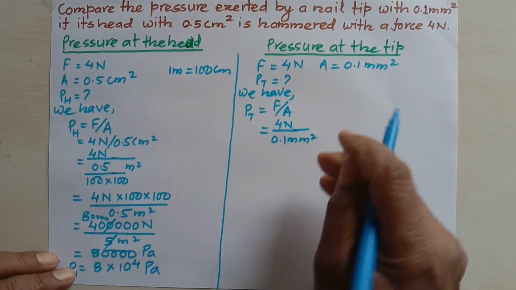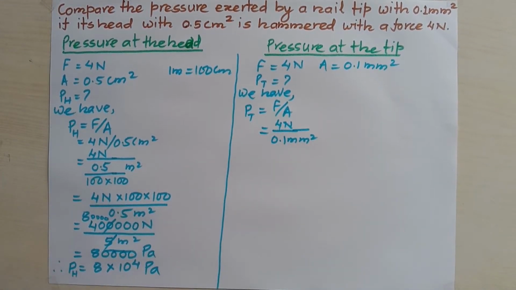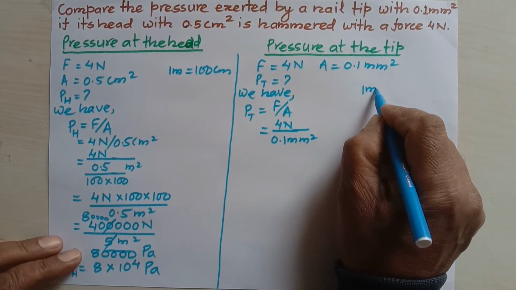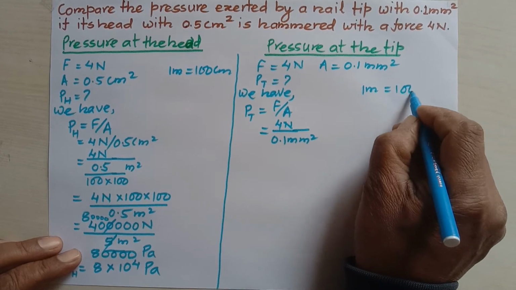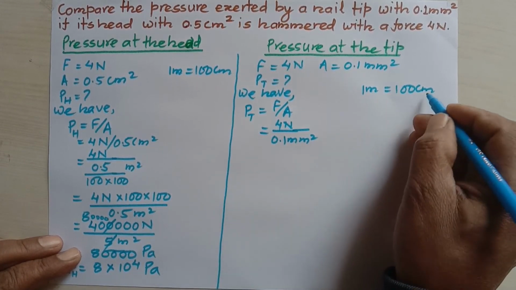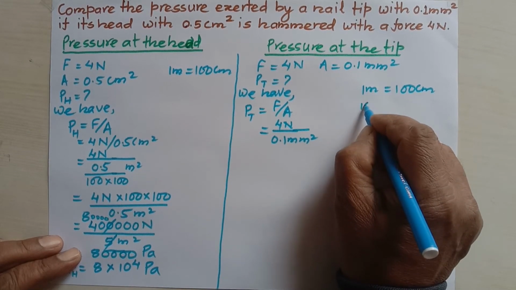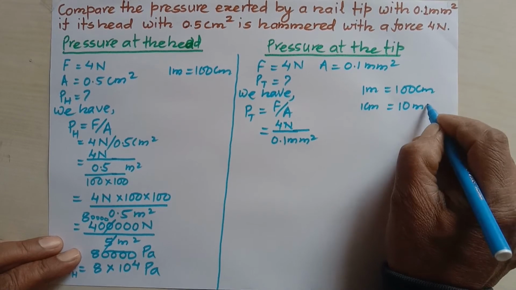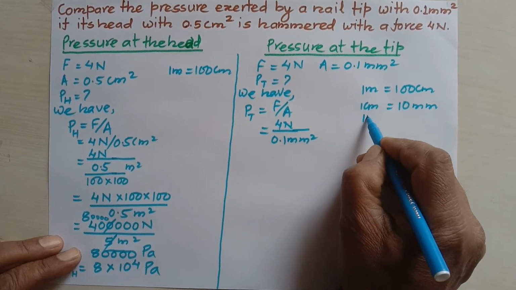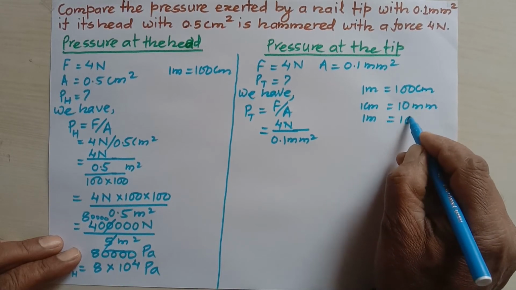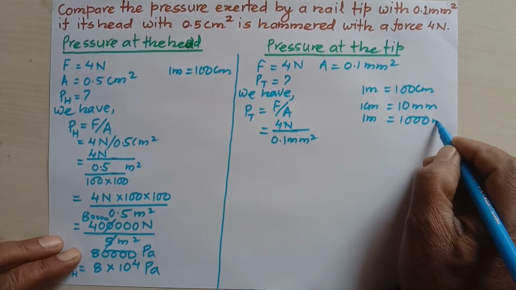but here it is not meter square, it is millimeter square. That's why we have to convert this millimeter square into meter square. How can we convert? We must know the relationship. 1 meter is equal to 100 centimeter. All of us know this. And here it is a case of millimeter, not centimeter. That's why 1 centimeter is equal to 10 millimeter. It means 1 meter is equal to 100 into 10, 1000 millimeter.